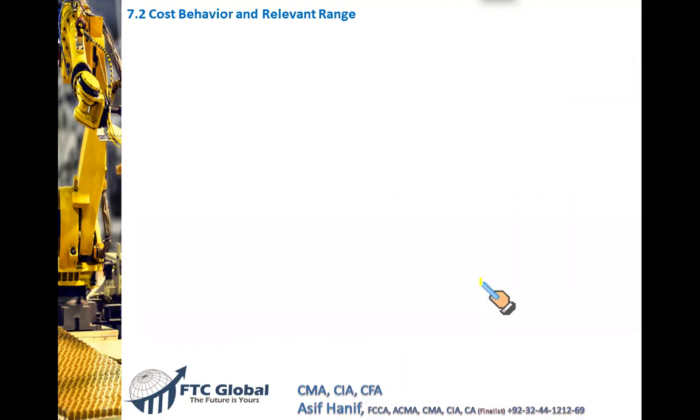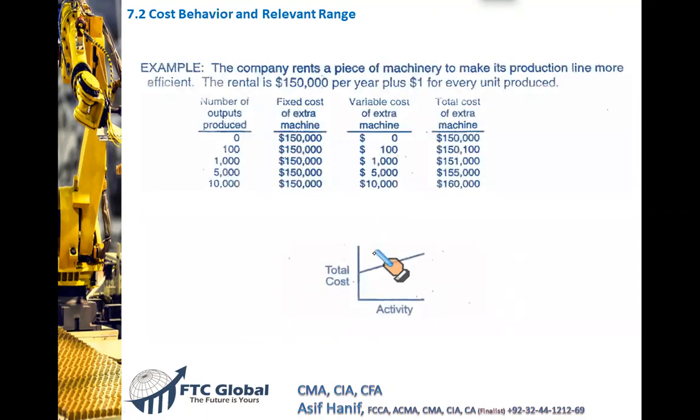What if we plot it on the graph? What you see is the line starting from this point, indicating that this part from here till this point, this part is the fixed part. This part is the fixed cost.